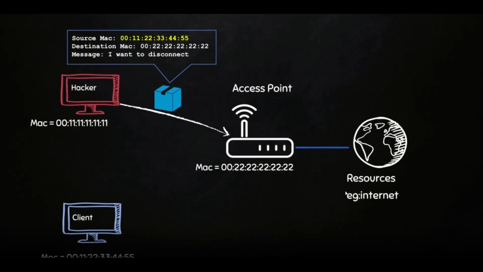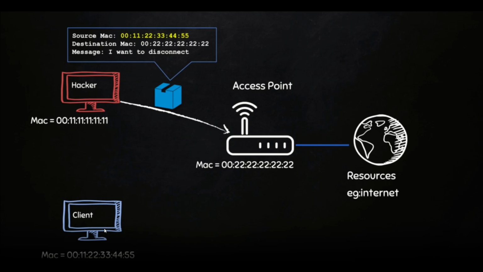So this is the router and it is connected to the internet, and this is the client. Let me show you properly. What we're going to do here is source MAC. This is the source MAC: 001122334455. This is not the MAC address of the hacker, but the MAC address of the client. So we are mimicking the MAC address of the client, and the destination is the router's MAC address.